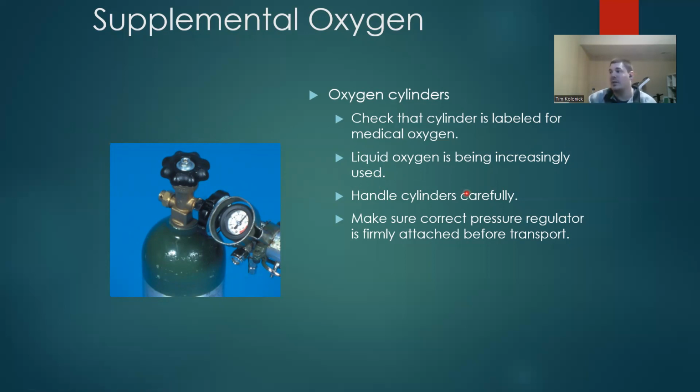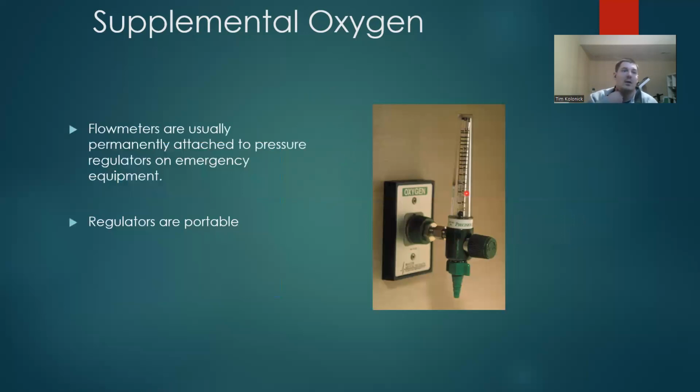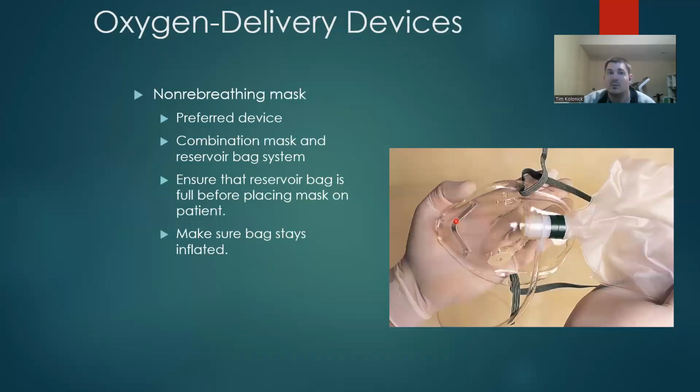Make sure you have the right regulator for your patients, right? Flow meters are usually the ones permanently attached to the walls that look like this. Otherwise, there are portable regulators that you'll probably see on your tanks in the ambulances.